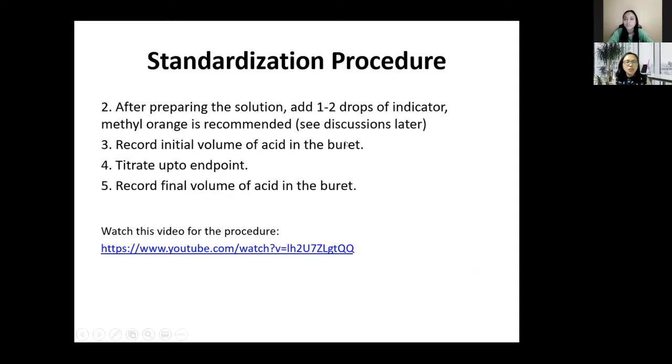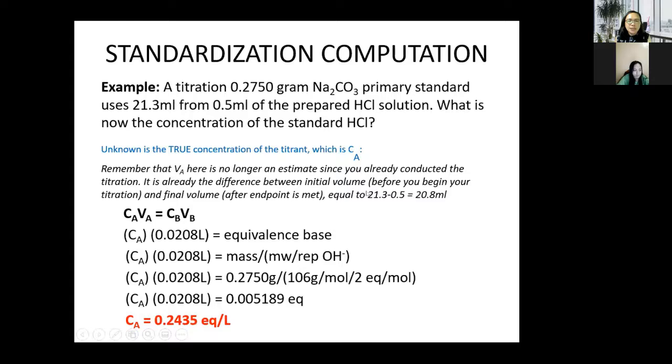So, in the standardization procedure, again, you do the titration. When you do the titration, you're going to get the volume of acid so that we can compute our unknown variable. What is our unknown variable in our standardization? What are we looking for in standardization? So, in standardization, we need to standardize because we need to get the correct concentration of the titrant. I don't know why you didn't get that. We've said that again and again.